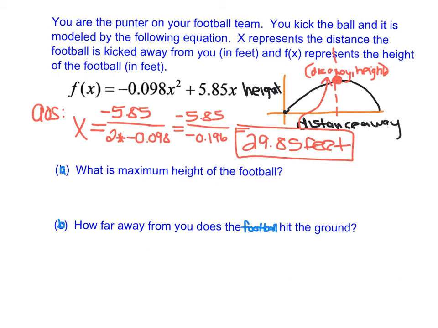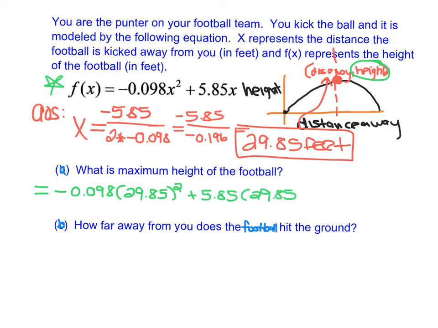Then this next part says, what is the maximum height of the football? Well, the maximum height of the football is this y-coordinate here. So what we need to do is take our function and substitute in 29.85 for our x values. So we have negative 0.098 times 29.85 squared plus 5.85 times 29.85. And then we have to multiply that out in our calculator.